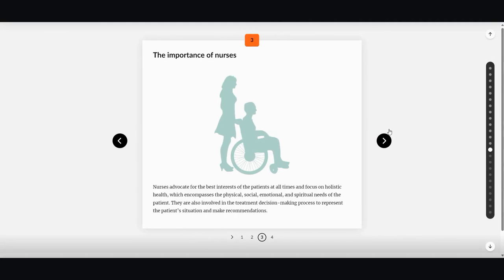Nurses advocate for the best interests of their patients at all times and focus on holistic health, which encompasses the physical, social, emotional, and spiritual needs of the patients. They are also involved in the treatment decision-making process to represent the patient's situation and make recommendations.